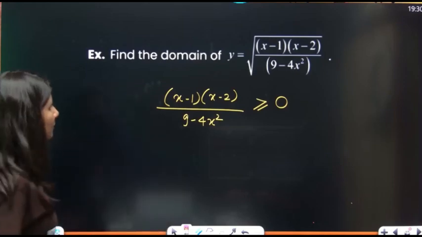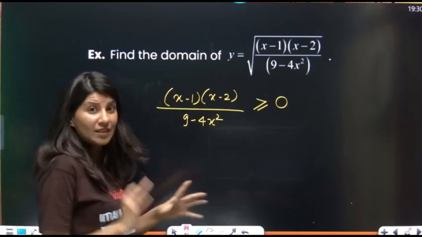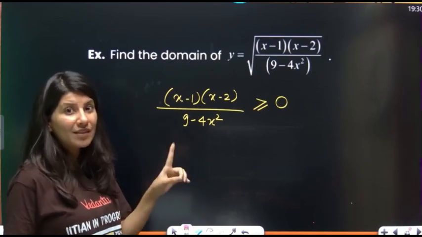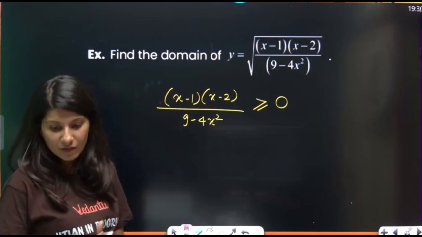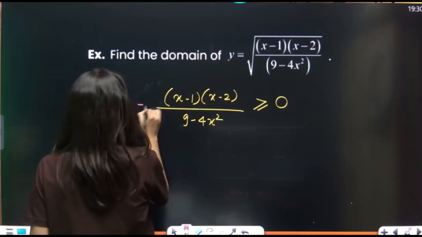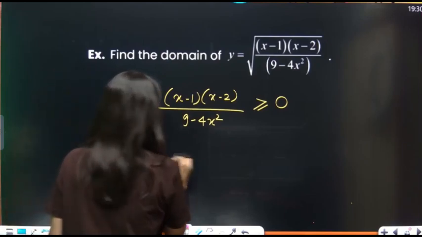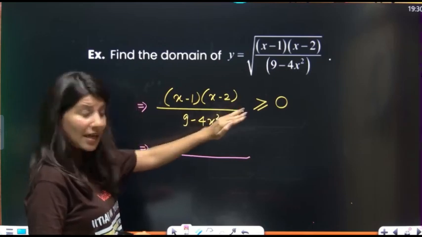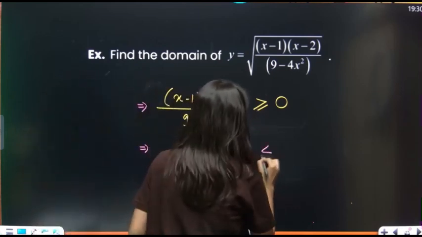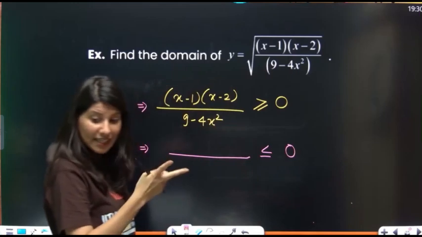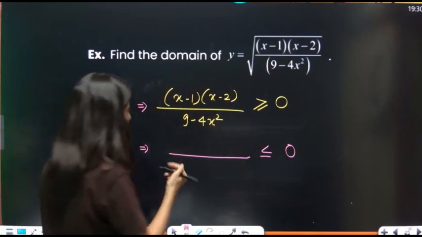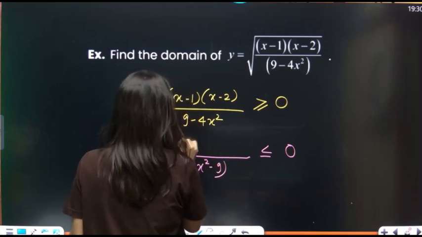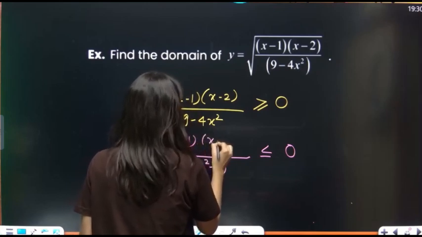Now remember the wavy curve method. This is not a question of domain, but a question for the wavy curve method. Now I am going to multiply the negative sign on both sides so that the sign gets flipped. Remember that a negative sign flips the inequality. Then this is 4x square minus 9 over x minus 1, x minus 2.